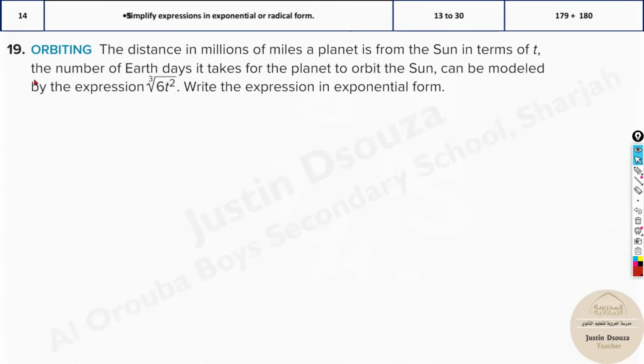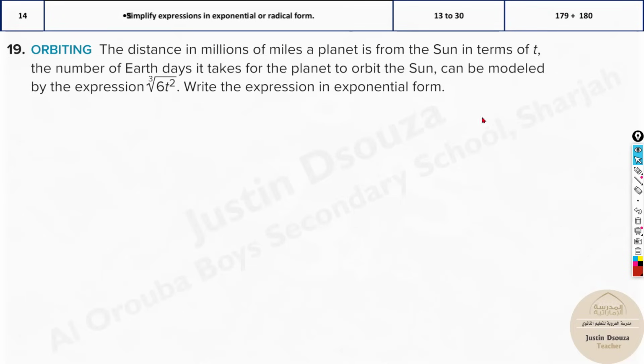A real world problem on orbiting. The distance in millions of miles a planet is from the sun, in terms of t, the number of days it takes for the planet to orbit the sun, can be modeled by this expression over here. So t is the number of days.